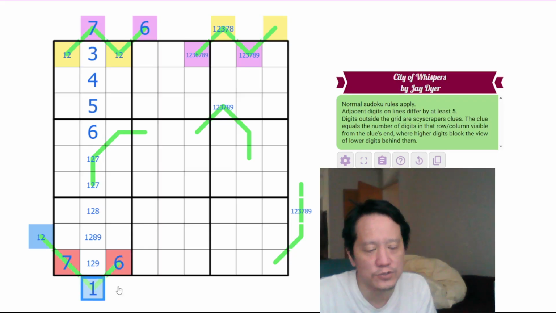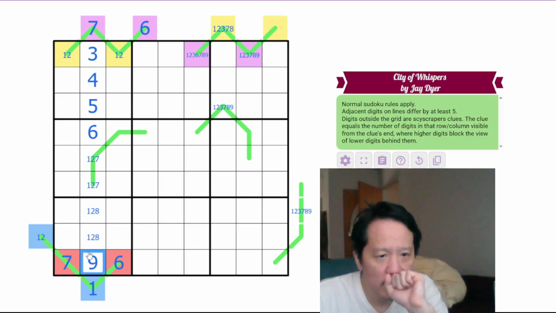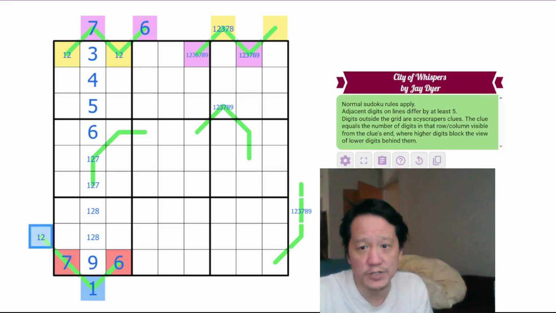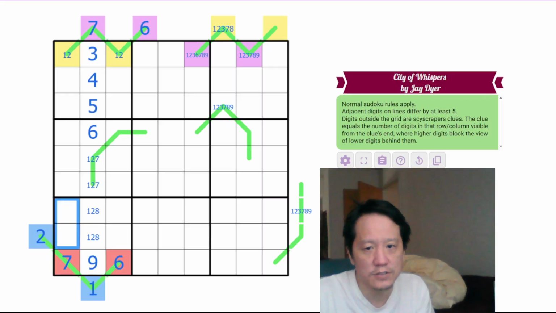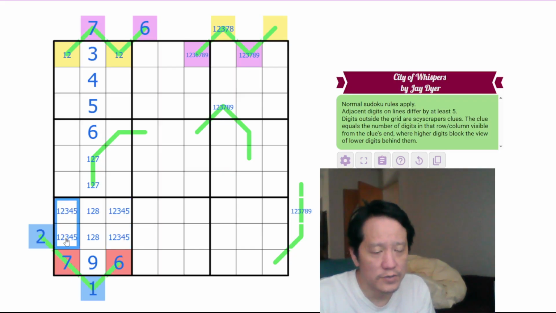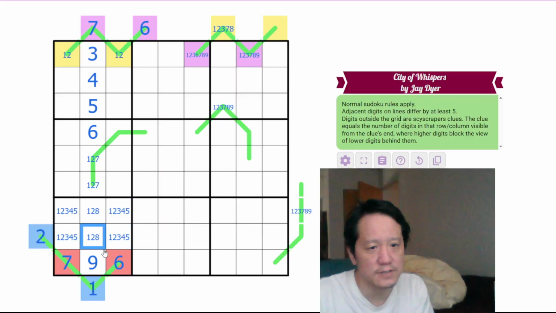It's 6, which forces this to be 1, which means this must see 9. So 9 can't be here. This sees 1 or 2. Cannot see 1, so this must be 2. And therefore, this can't be 8 because the remaining digits... So this could work. Are 3, 4, 5, 1, 2. This must see this cell and not this cell. So this can't be 8. This is 8 that way.